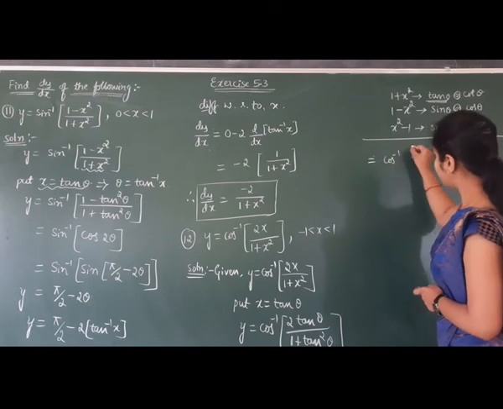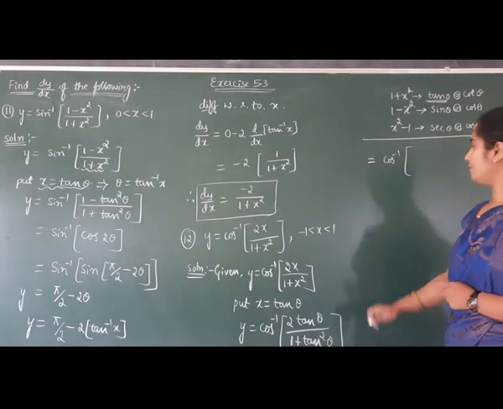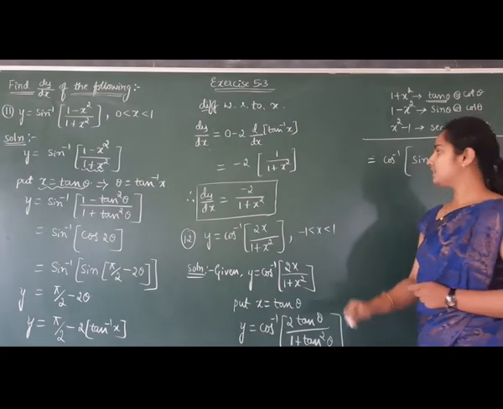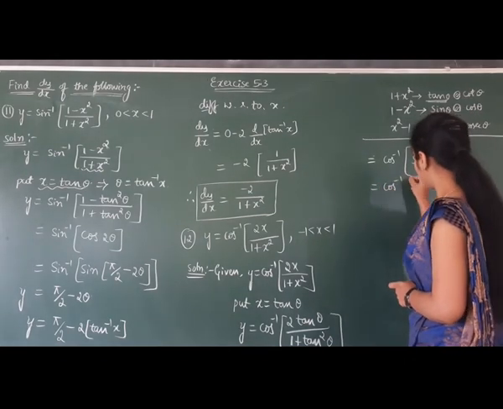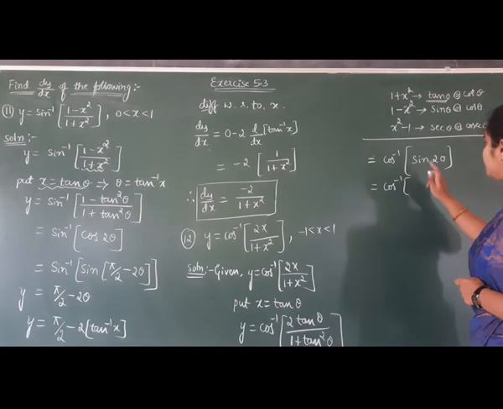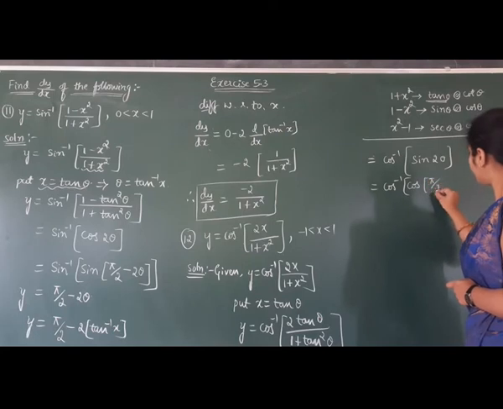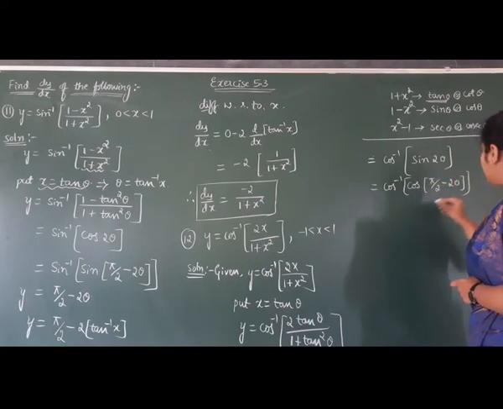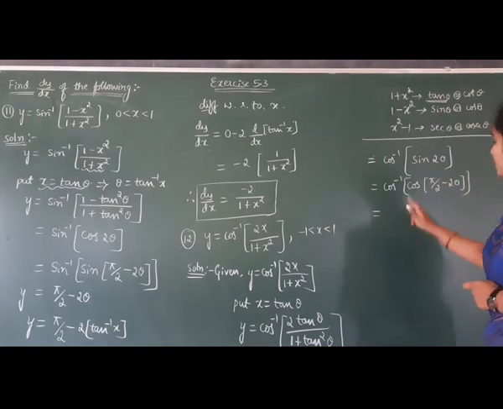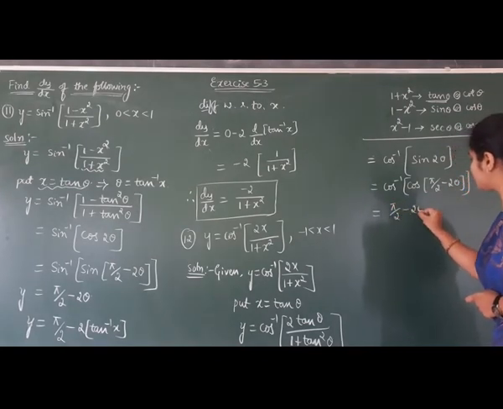Cos inverse of 2 tan theta divided by 1 plus tan square theta, which is equal to sin 2 theta, right? This is equal to cos inverse of, by using the allied angle formula, we can write sin 2 theta as cos of pi by 2 minus 2 theta. So cos inverse of cos of an angle is the angle, that is pi by 2 minus 2 theta.